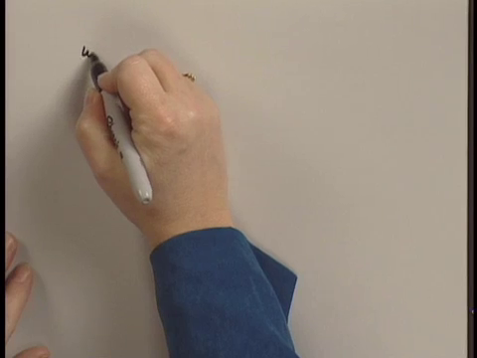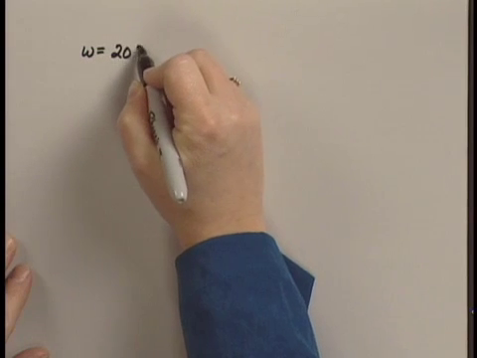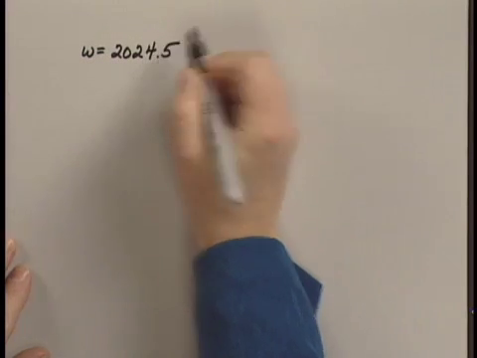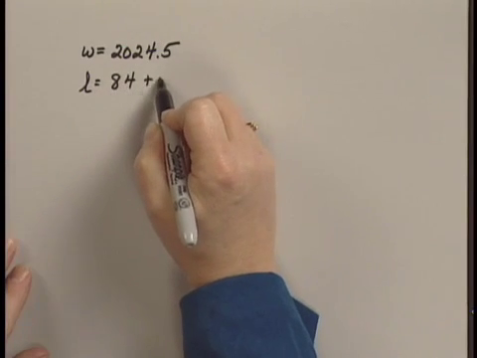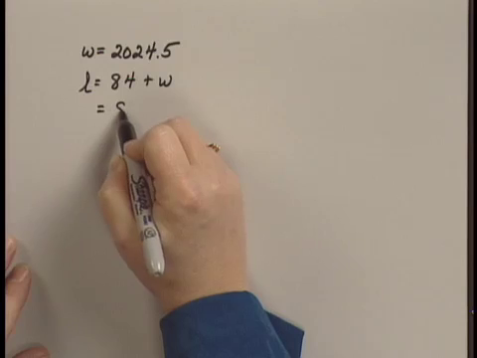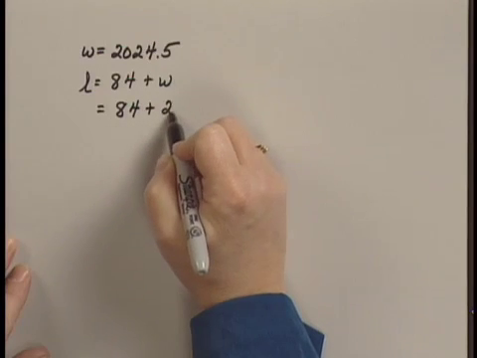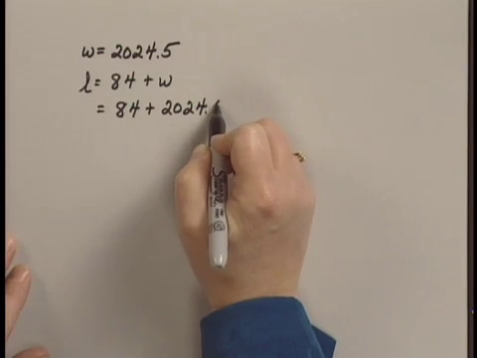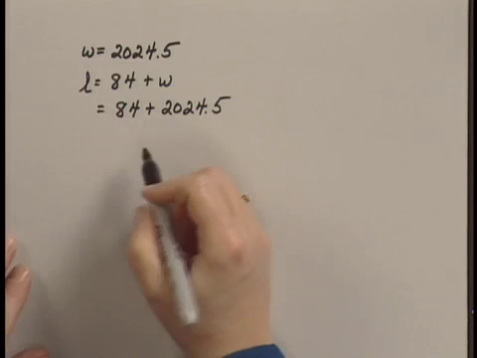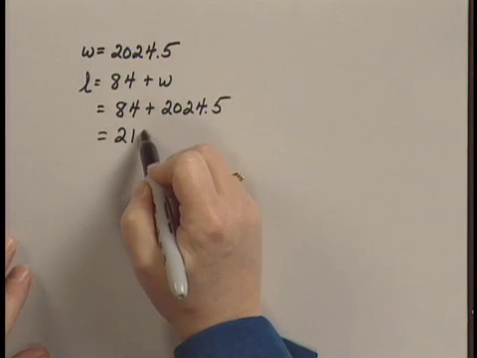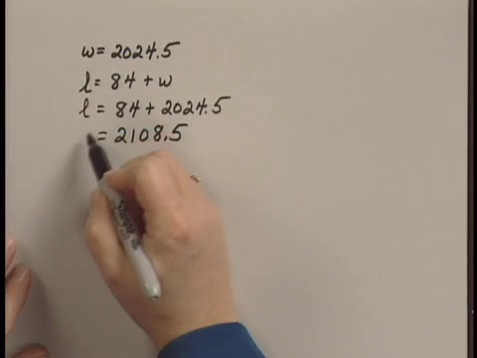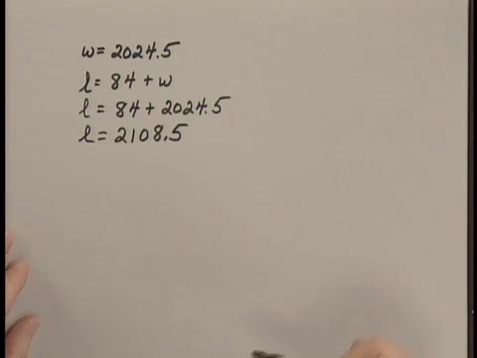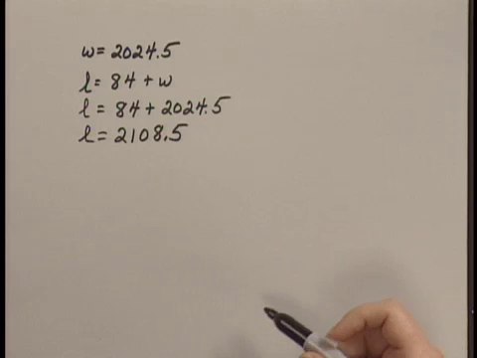I had that W was 2,024.5, so L would be 84 plus W, or 84 plus 2,024.5. And doing that addition, I have 2,108.5 for L. That was L all the way down there. Now I have a possible solution. I need to check it.